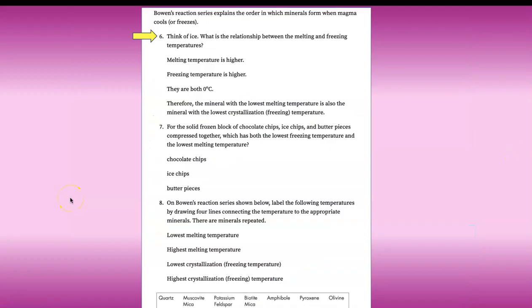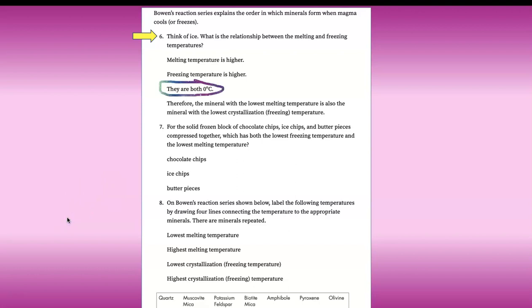Next, we're going to think about the relationship between melting temperature and freezing temperature. Think about ice. What's the relationship between these two temperatures? Does it melt at a higher temperature than it freezes? Does it freeze at a higher temperature than it melts? Or are they both 0 degrees centigrade? And that is indeed what they are.